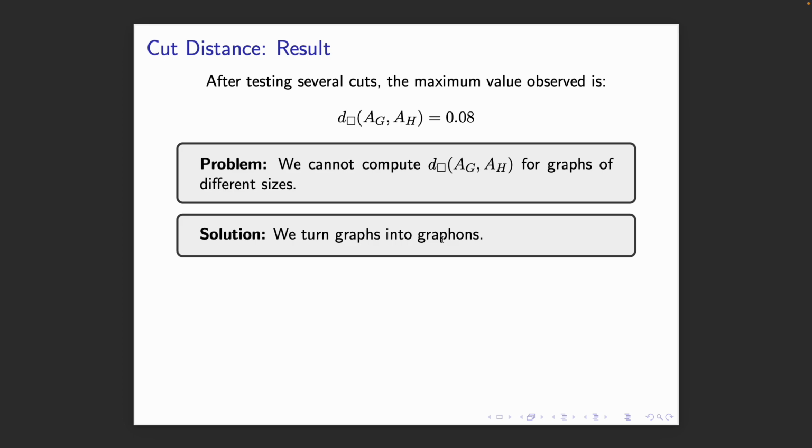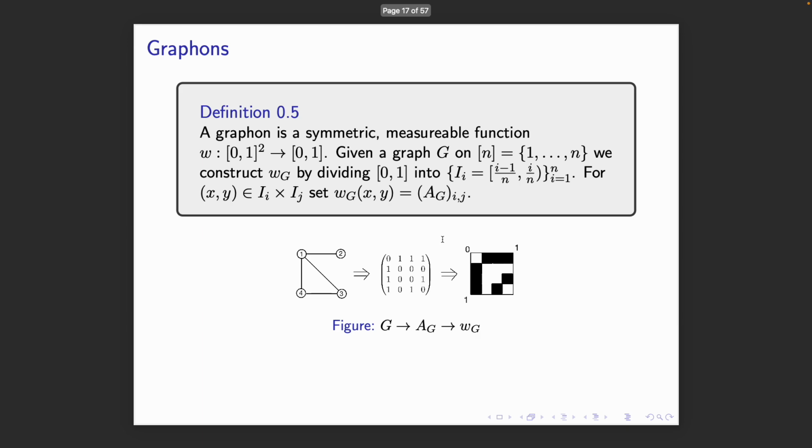We turn graphs into what are known as graphons. A graphon is a symmetric measurable function. You can just ignore the measurable part. It's sort of difficult to construct a non-measurable function. That's just a mathematical formality. But the symmetric part's important. That means if you pick x and y, W_G(x, y) is going to be equal to W_G(y, x).